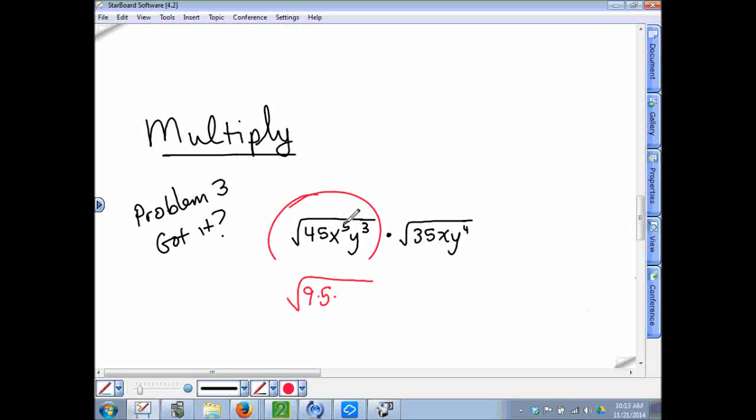And then x to the 5th. 5 is not divisible by 2, and 2 is the index here. We got to split up. What number just smaller than 5 is divisible by 2? So that's x to the 4th times x to the 1st. And then y to the 3rd. That's got to change into, what number just smaller than 3 is divisible by 2? Come on. Y squared times y to the 1st.